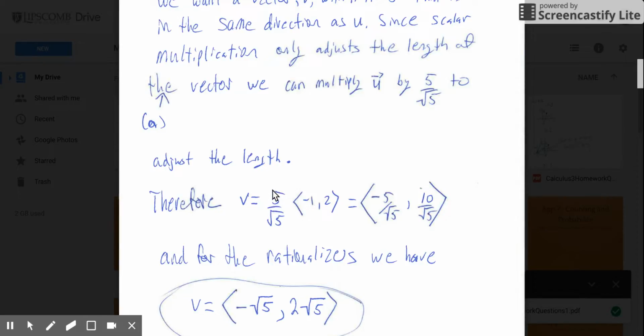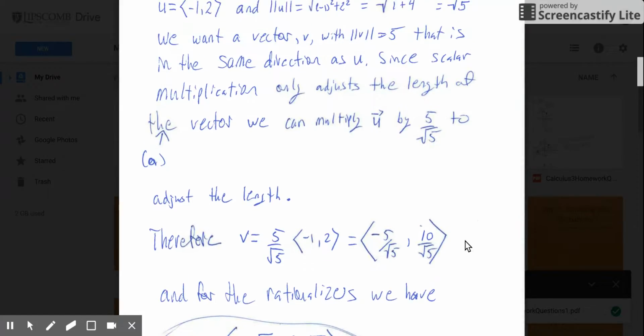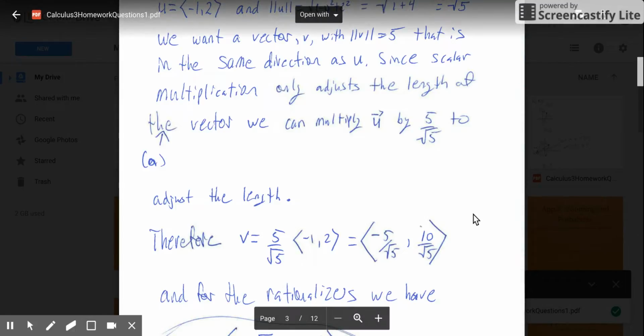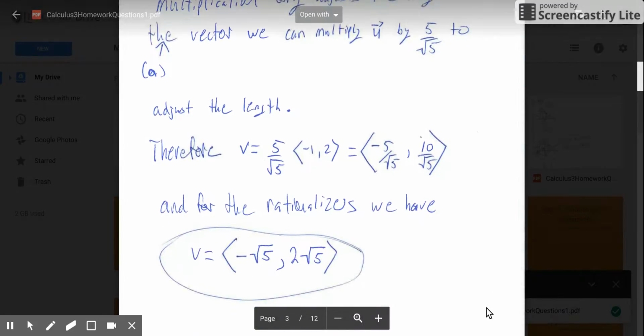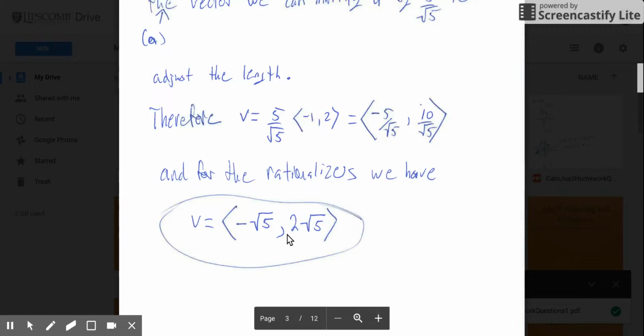So here you'll see I multiplied by 5, and then I divided by square root of 5, because dividing by square root of 5 converts it to a length of 1. Multiplying by 5 scales it back out to a length of 5. And this is multiplying that by the vector u. If you'd like to rationalize your answer, here it is as a rationalized answer.